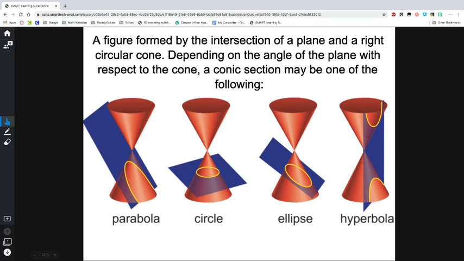Okay, so this is an intro to conics, and then we'll get kind of deeper and deeper into it as we go through. And that is my dog barking at the mailman right now.